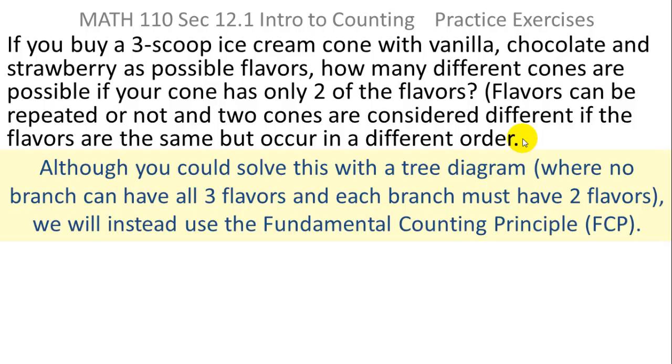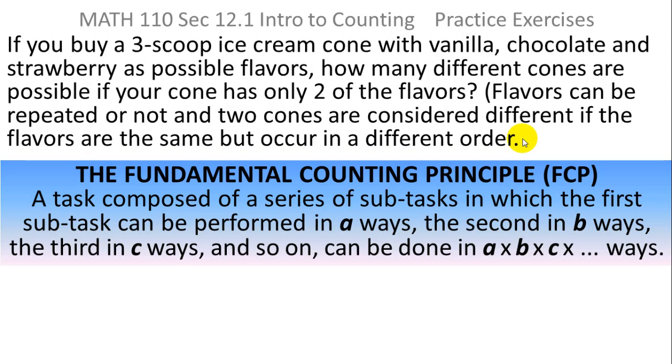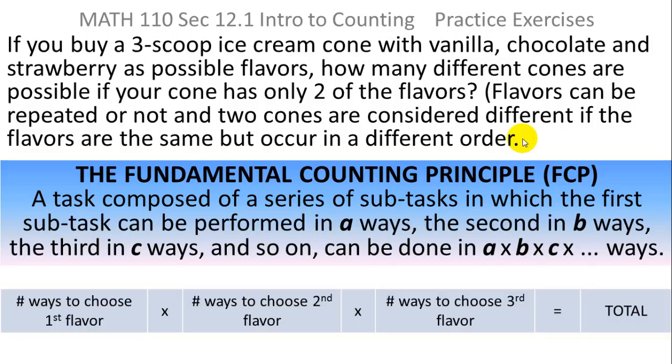But I'm going to instead use the fundamental counting principle, leaving the tree diagram to you. So I'm going to go straight to the fundamental counting principle, breaking it up into subtasks, counting the number of ways each subtask can be done, and then multiplying. I need to figure out how many ways to choose the first flavor, how many ways to choose the second flavor, and how many ways to choose the third flavor. Multiply those together, I'm done.